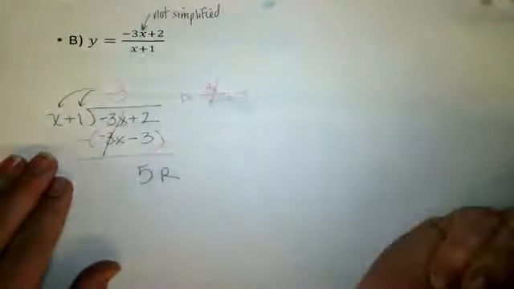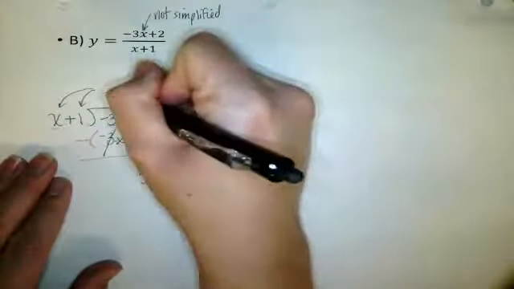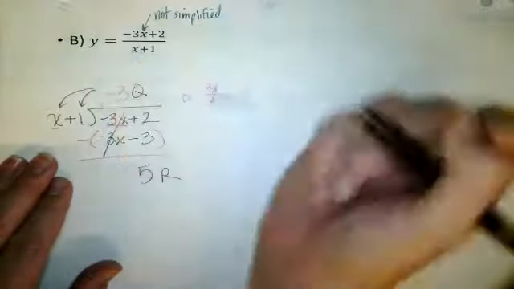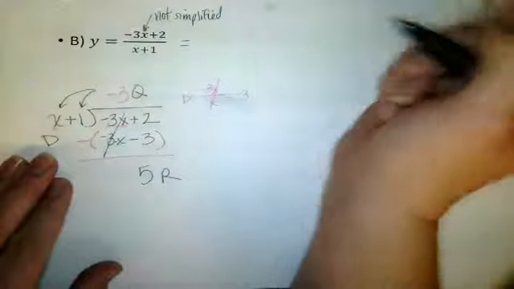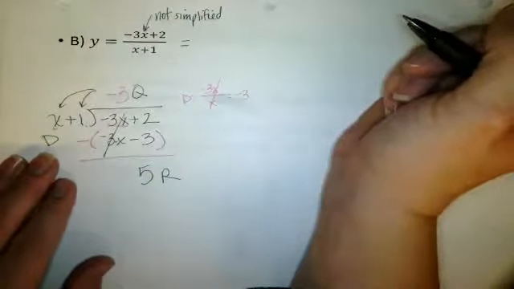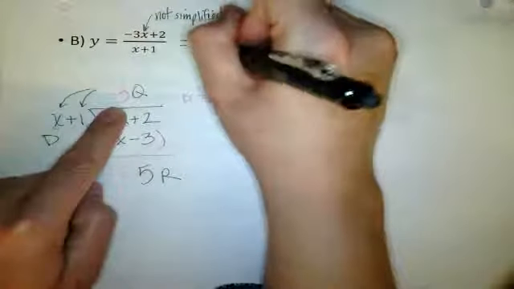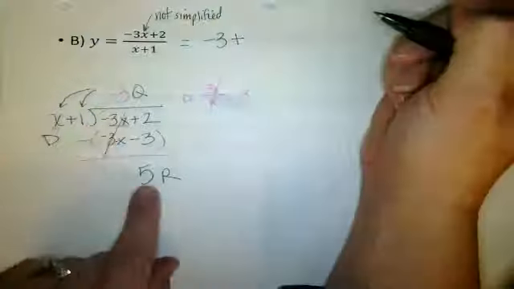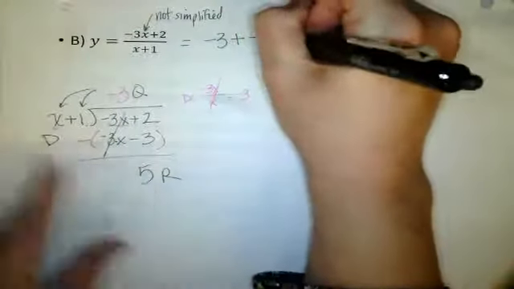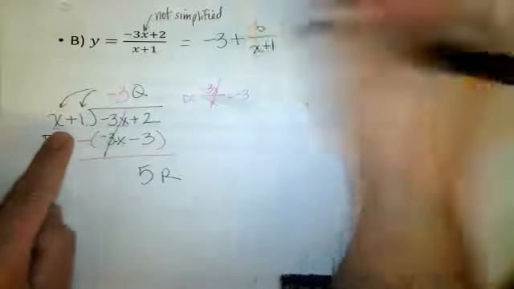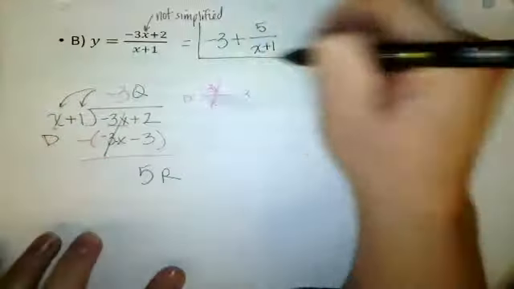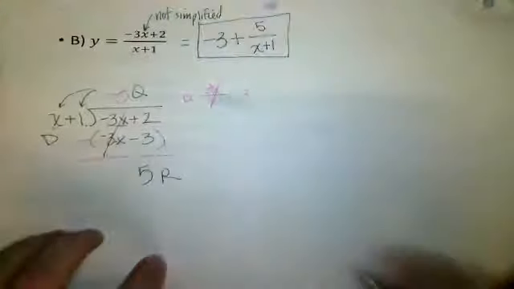This is our remainder. What is negative 3 called? Quotient. What is x plus 1 called? The divisor. And so we can rewrite this as quotient plus remainder over divisor. So here is our simplified form.